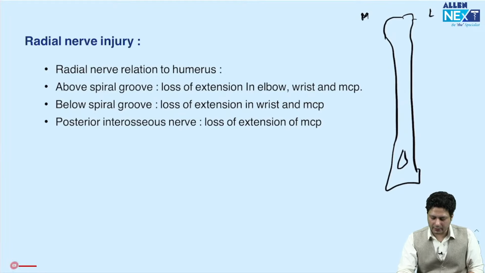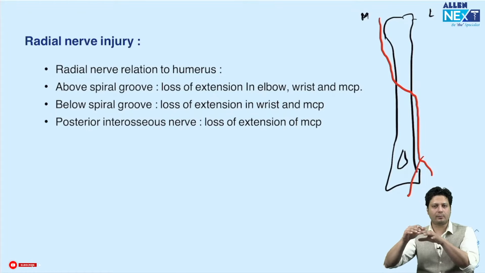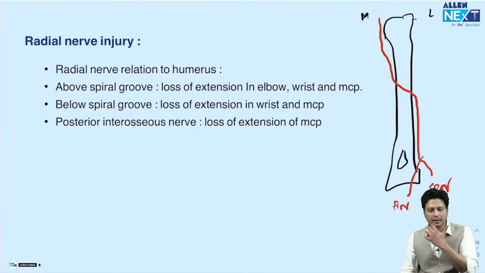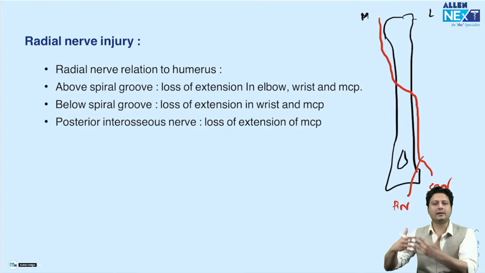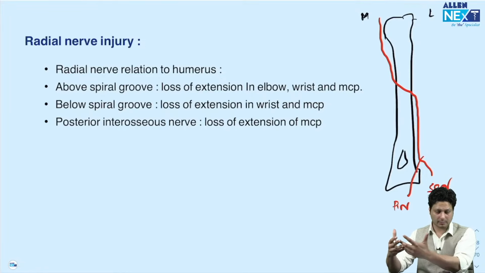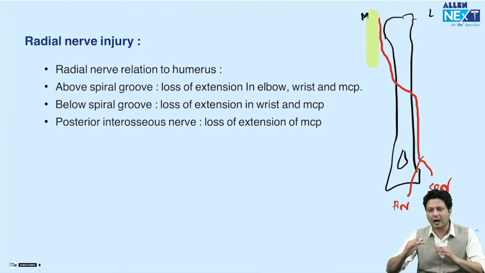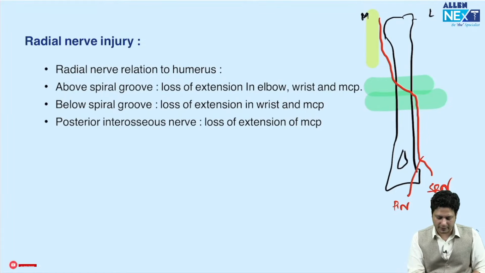Now, how is the radial nerve related? The radial nerve descends medially and then it descends laterally. Just at the level of the elbow or above the level of the elbow, it divides into the posterior interosseous nerve and the superficial radial nerve. All right. So based on the level of involvement, the radial nerve can have different clinical features and different clinical outcomes. Like if the radial nerve is injured in the proximal part, that means above the level of the spiral groove. This is the spiral groove. If it is injured above this level, then what are going to be the features?